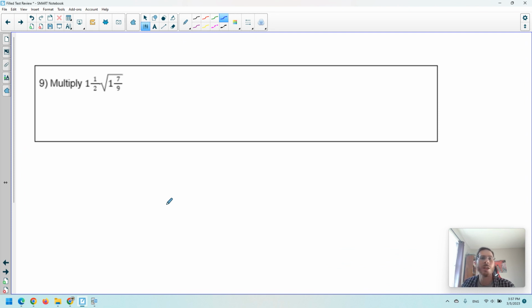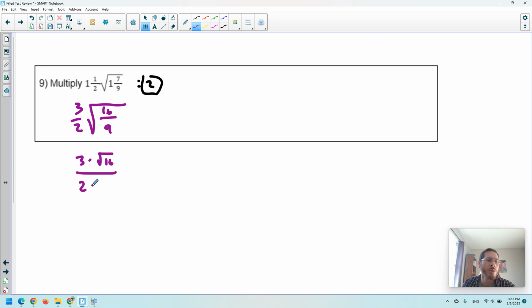So why is that giving me 2? Why am I getting 2 as the result? Well, it turns out if I turn these into fractions, we're going to get 3 halves, and then the square root of 1 and 7/9 is 9 plus 7, which is 16 over 9. And what we want to do is actually break this up. 3 times square root 16 over 2 times square root 9. So 3 times 4 over 2 times 3.